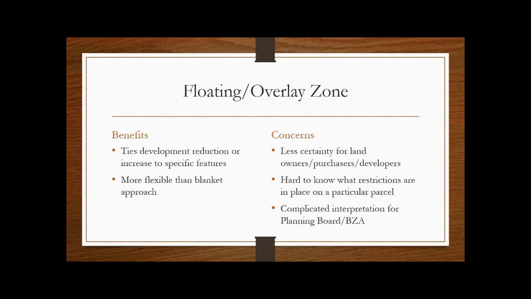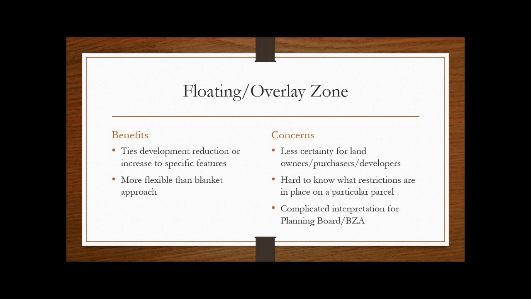The concerns or drawbacks are that there can be less certainty. It's not as simple as just telling someone, oh, you're in the LDR zone, or oh, you're in the high density residential zone. You could have multiple zones on your parcel because at the back of your parcel, there's an aquifer or there's a steep slope or an old growth forest, something like that, that you could have an overlay zone to protect. It's harder to know what restrictions are in place on your parcel.